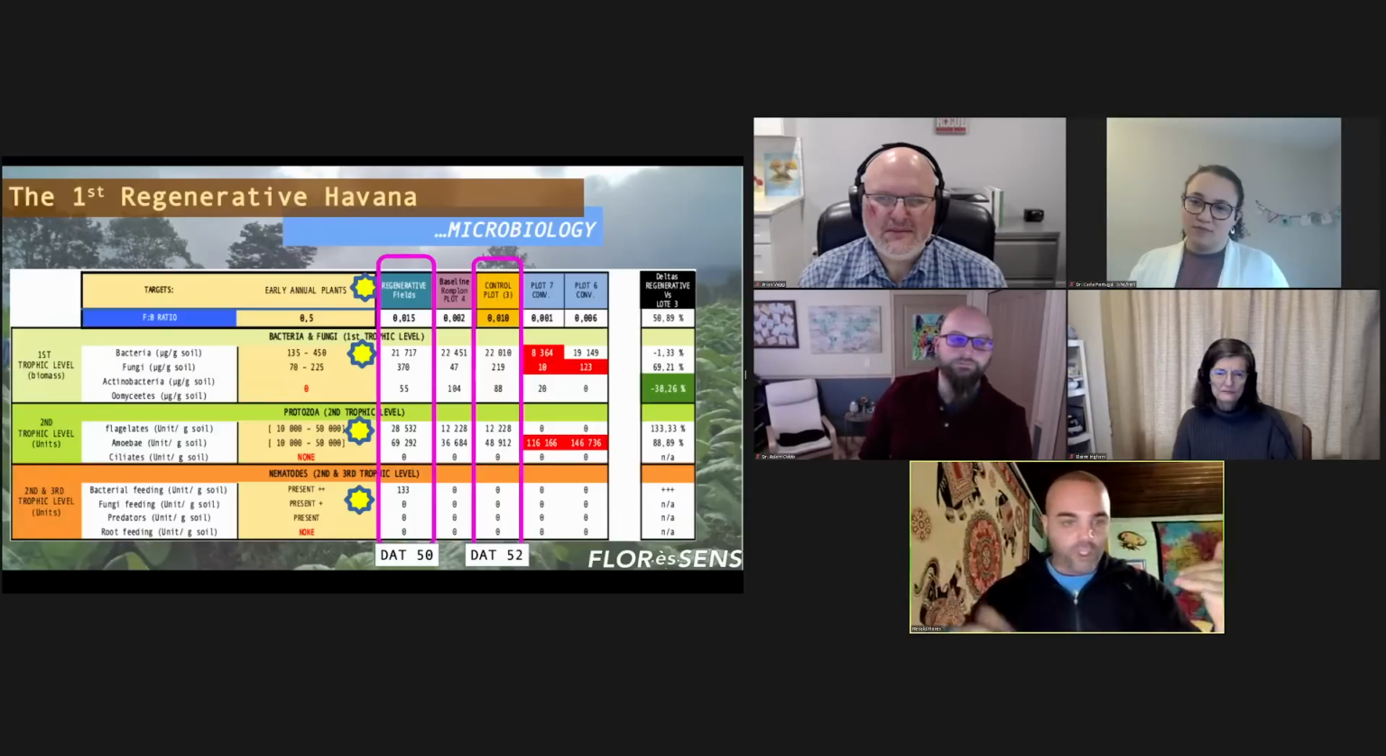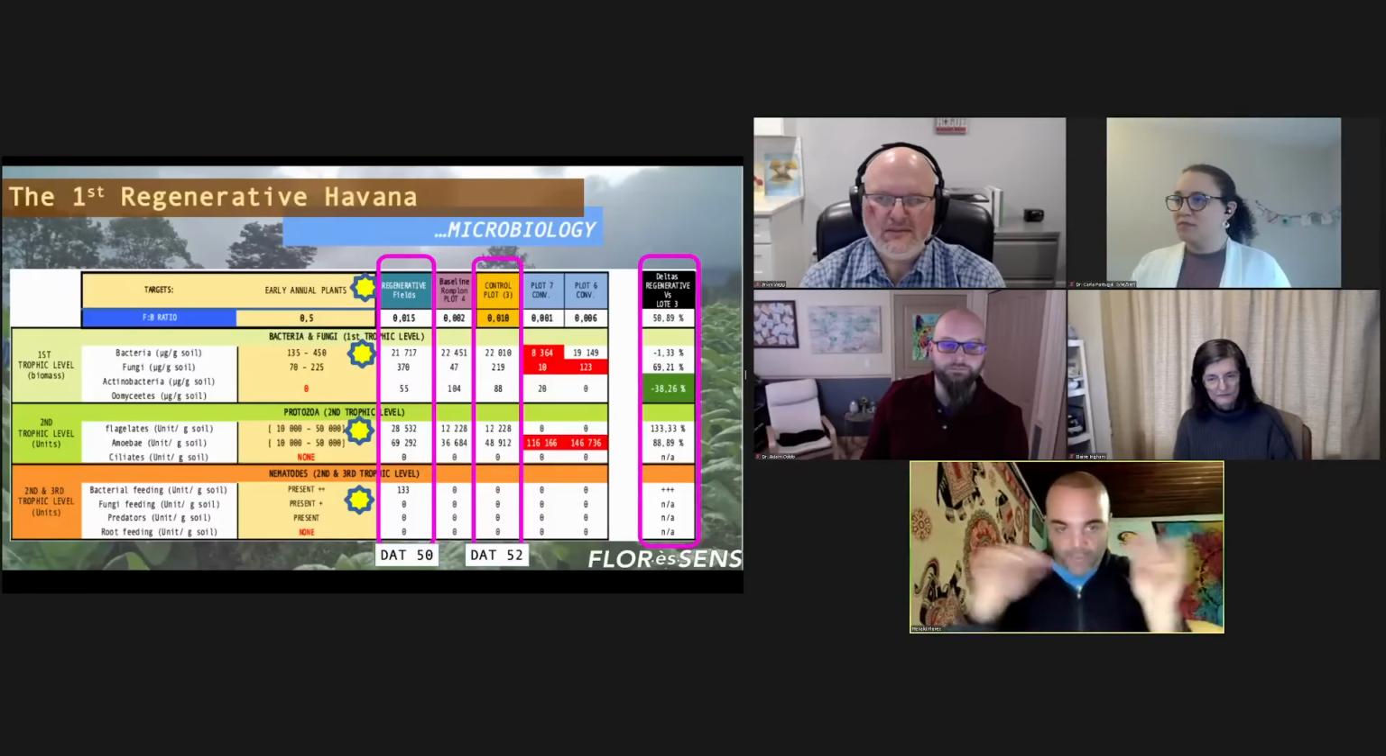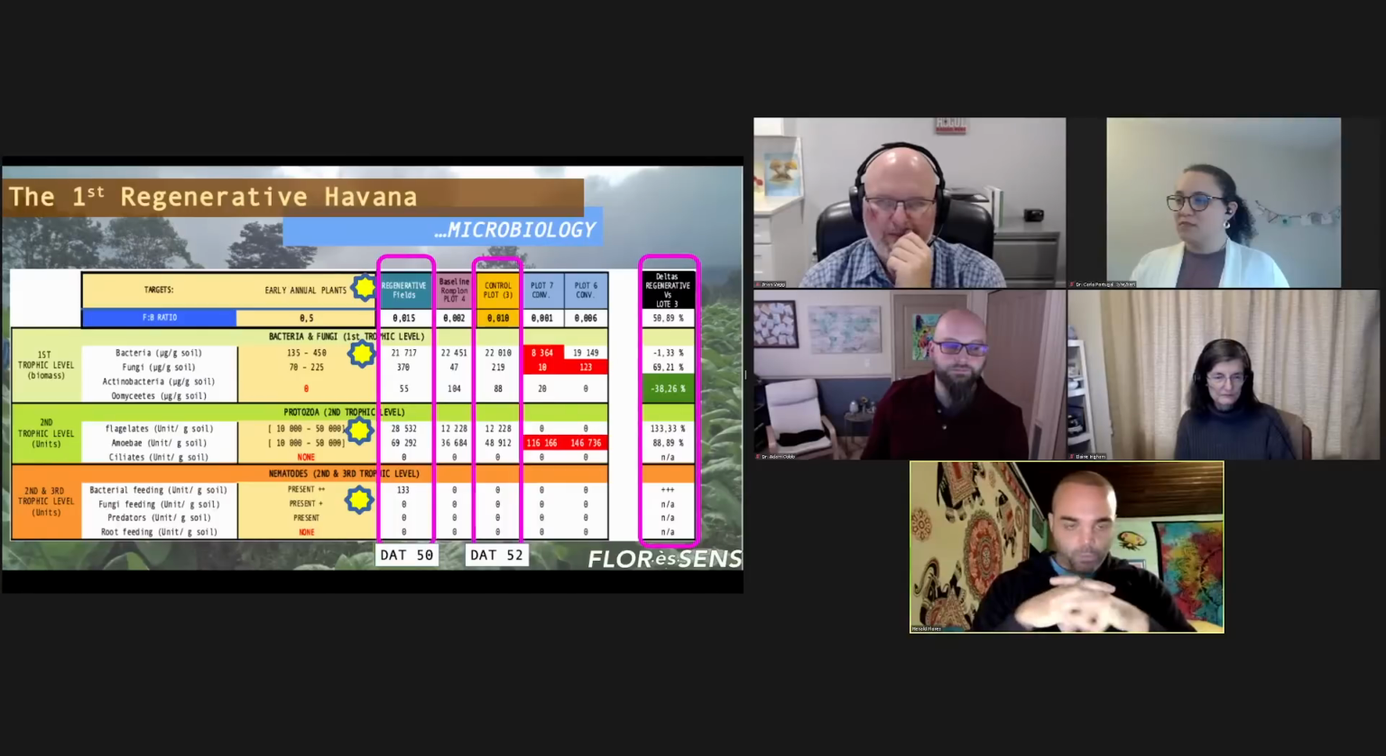If we look at the fungal to bacterial ratio, all the percentages are on the right. We are 50% up in less than 50 days after transplant. Then bacterial number, roughly the same. We won't enter into detail here, but fungal level is already 70% up.